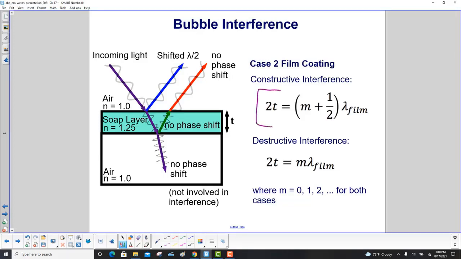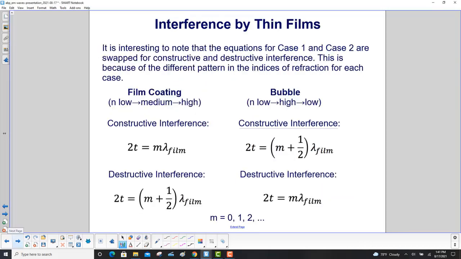For constructive interference, we've got that odd multiple of half wavelengths times lambda in the film. Remember, use the wavelength in the film, or in this case, the soap layer, and that will change from the wavelength in the air. The destructive interference, this time it's an integer number of the wavelength in the film, and m is equal to 0, 1, 2, 3, etc. for both cases. And now we put all that information on one slide.